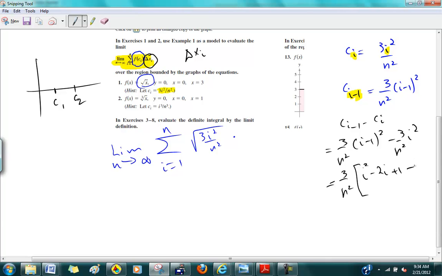And then you got a minus i squared here, right? Everybody with me on that? So then the i squareds cancel, and you get 3 over n squared, 1 minus 2i. And so I need to take this and put it in here. So then that guy would turn out to be 3 over n squared, 1 minus 2i.